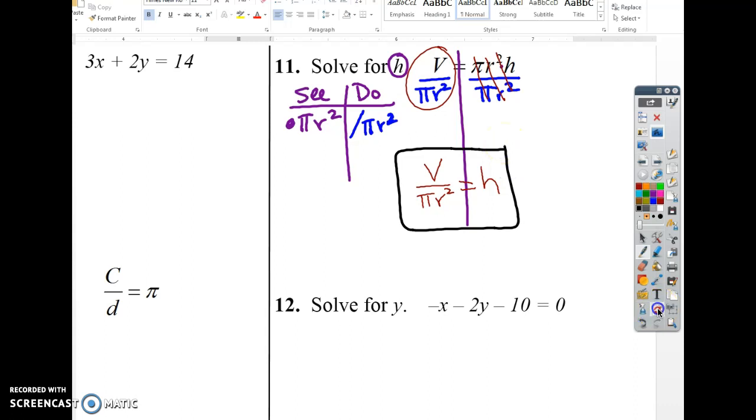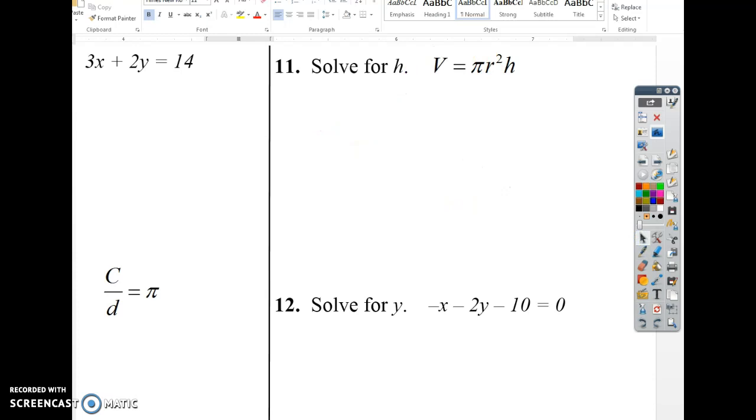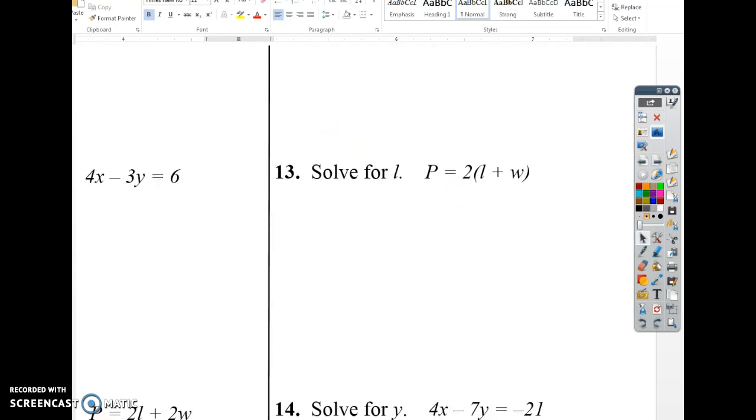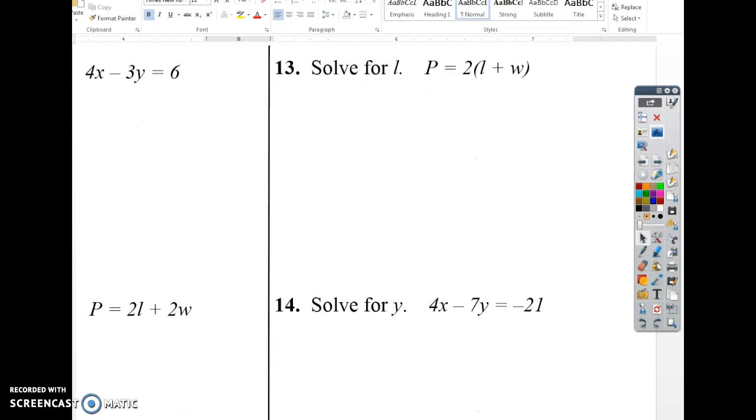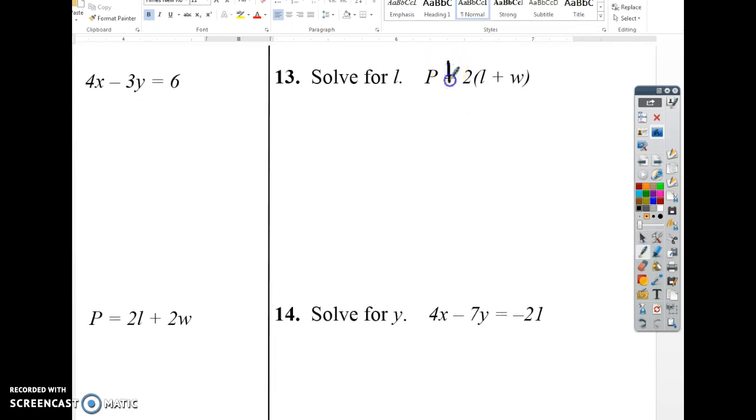Number 13. Number 13 is asking you to solve for L. So you have to ask yourself what is happening to the L right here. And I know you see the 2 here, but inside the parentheses, you have to do what's inside parentheses first. So what's happening to the L inside the parentheses? It's being added by W. So they added W to the L.